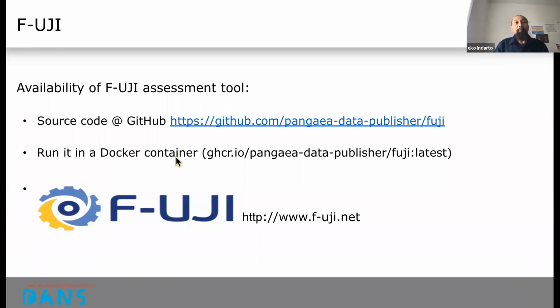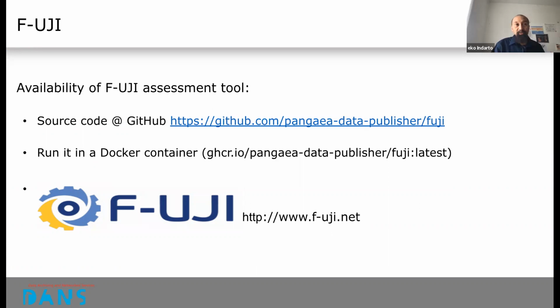F-UJI is a web service, a REST API to programmatically assess the fairness of research data objects. It is based on metrics developed by the FAIRsFAIR project. The service will evaluate data objects in repositories.